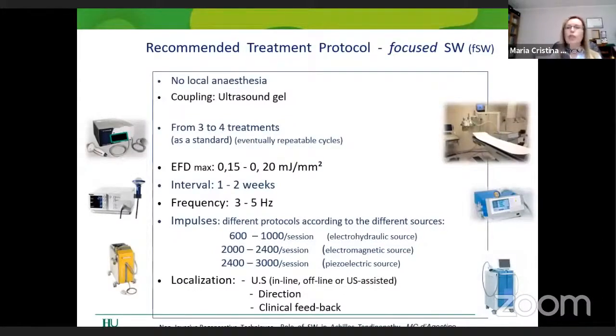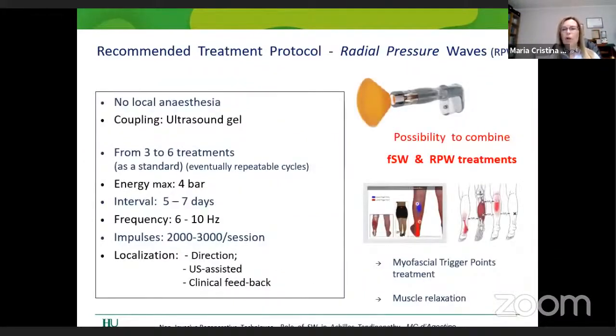Obviously, we have to distinguish focused shockwaves with some typical protocols. You can use a big device with an ultrasound probe or some other small devices with a guided ultrasound probe. And the protocols are different according to the source. These are focused shockwaves, but we can also apply successfully radial pressure waves, more superficial, but Achilles is a superficial tendon. Only one thing: we have to be able to use the device and pay attention that we cannot treat bone marrow edema with radial pressure waves.